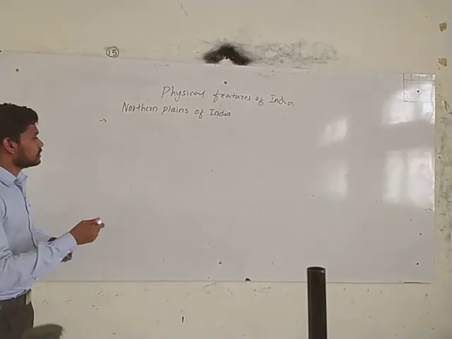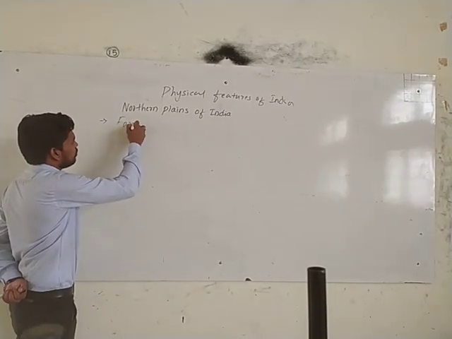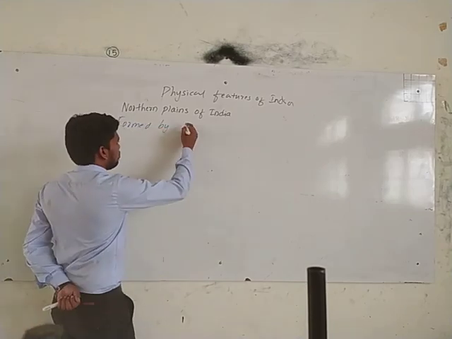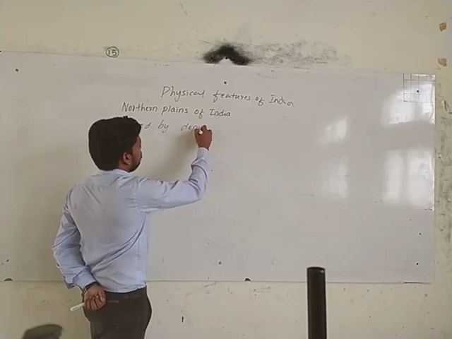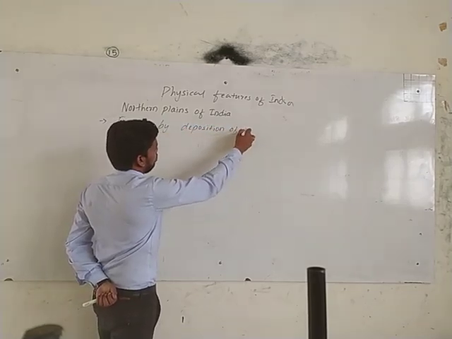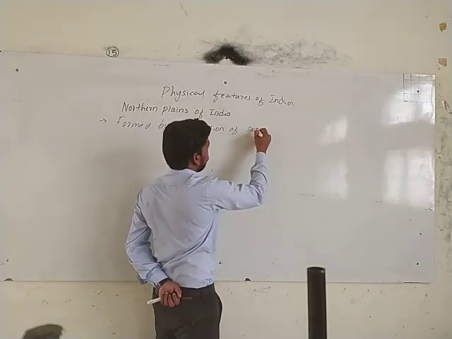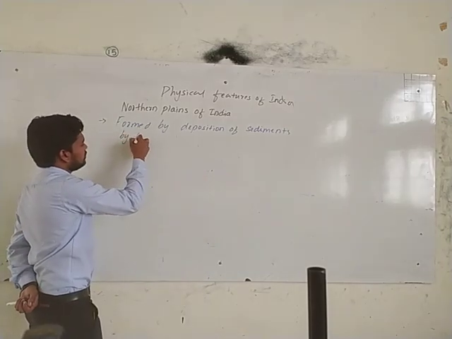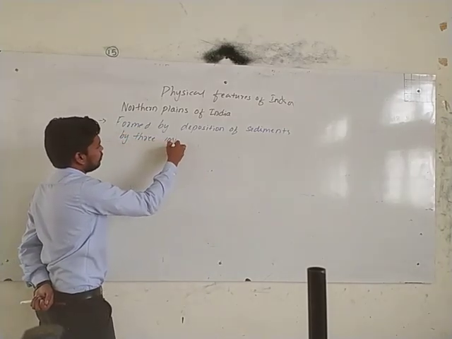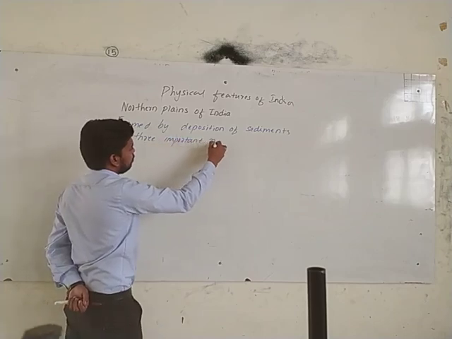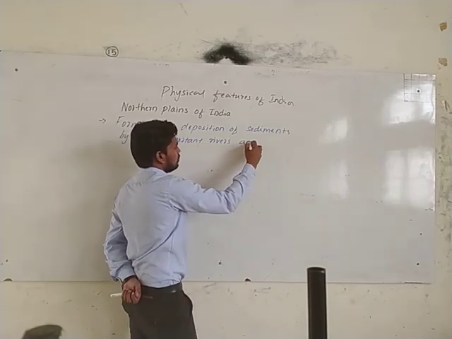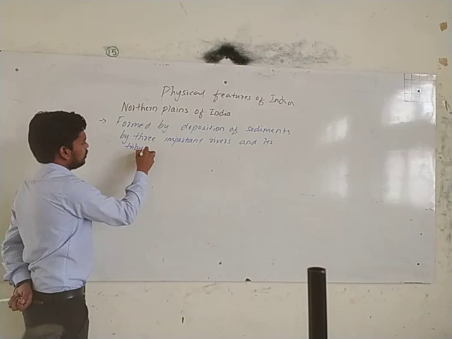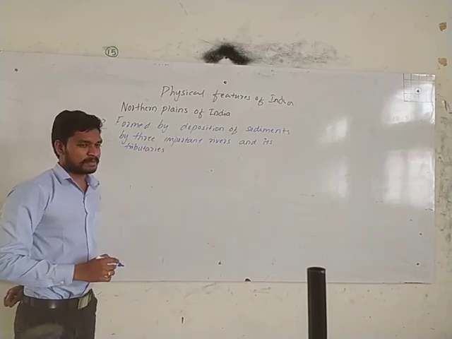So this northern plain was formed by the deposition of sediments by the three important rivers, and its tributaries, not only the rivers, along with the tributaries. Tributaries are nothing but the sub-rivers.